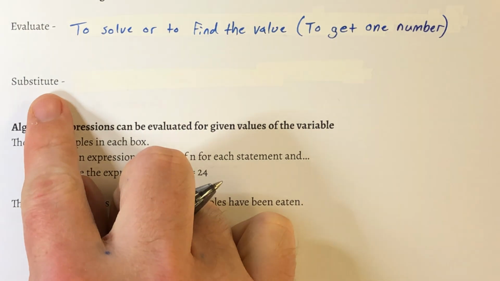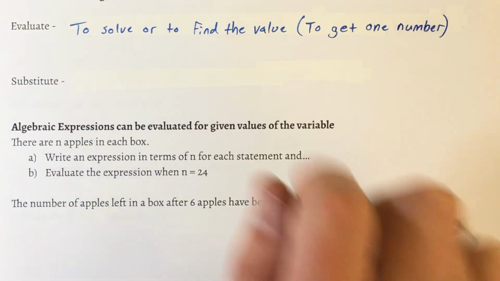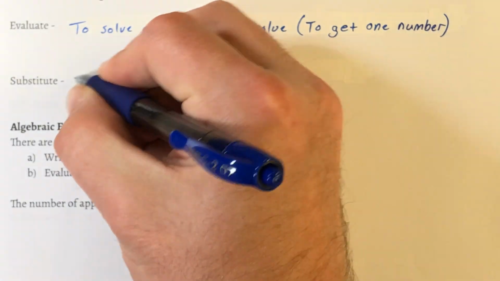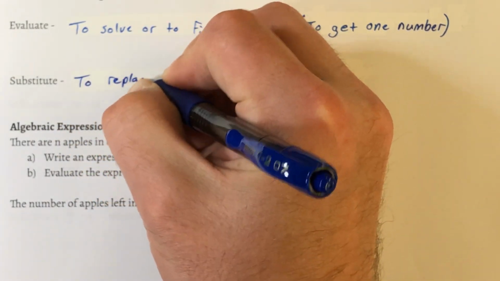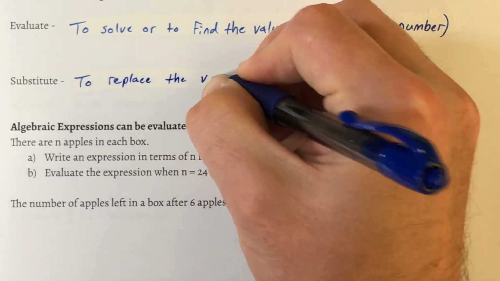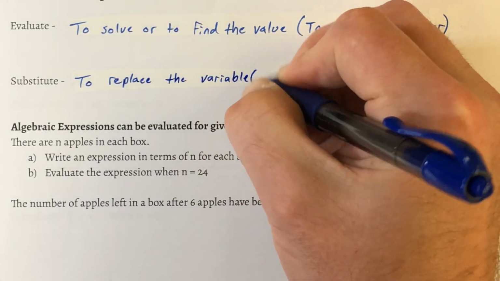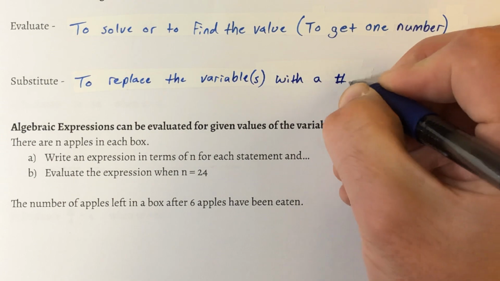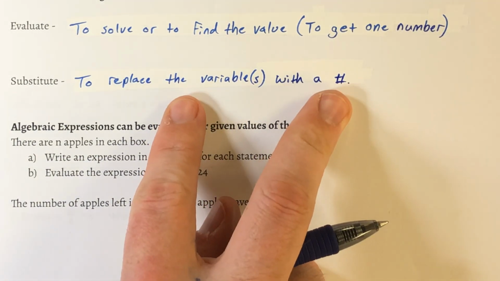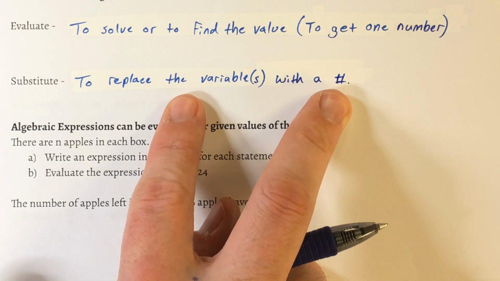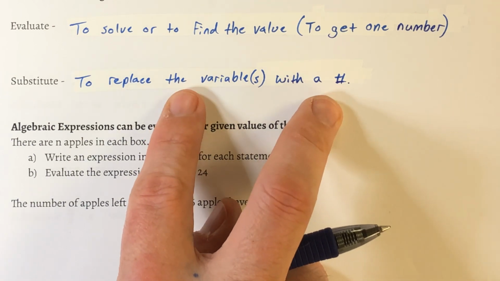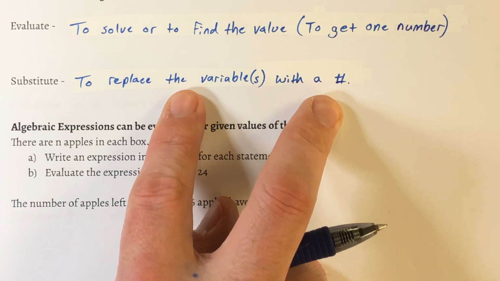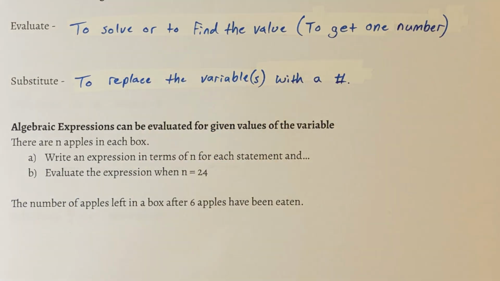All right, our second vocab term, substitute. So in order to evaluate or to solve or find your answer, you need to substitute, meaning you need to replace the variable or variables, there could be more than one, with a number. It's important to note that you can't just replace the variable with whatever number you want. You're not actually going to solve an equation and figure out what the letter is. The instructions will give you or tell you what the variable equals, and you're going to use that given number to find your answer. We're going to go through examples of that.